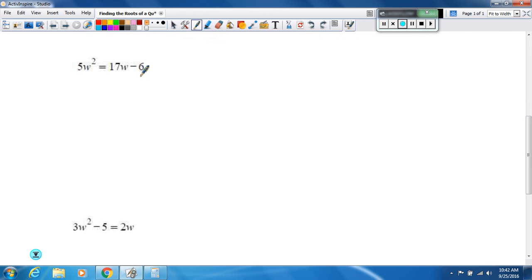The next one, I'm going to move 17w over by making it negative 17w. And I'm going to add a 6 to both sides. So negative 17w plus 6. So I'm going to get 5w squared minus 17w plus 6 equals 0, because these cancel out. Now, 5 is not a perfect square, so we can't use the same procedure that we used last time. So we actually have to factor this by grouping.